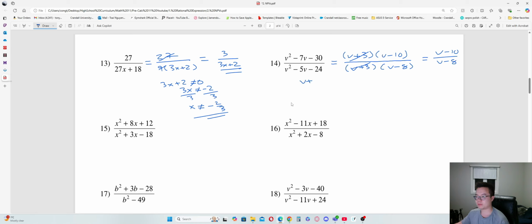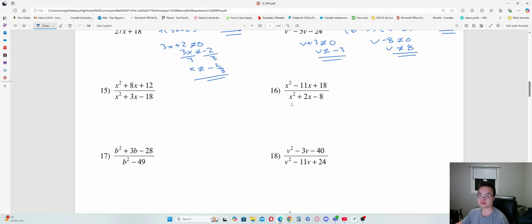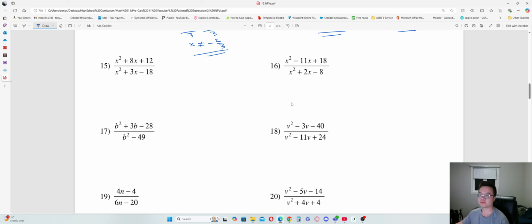Let's work with the brackets at the bottom to find my NPVs. So my first one is v cannot be equal to negative 3. The second one is v cannot be equal to 8. That's my answer for simplifying. Next, question 15. Feel free to pause again if you want to have a bit of time to work with. When you're ready, play the video again.